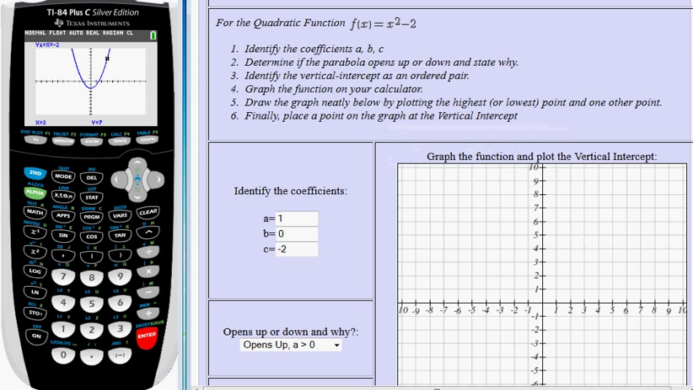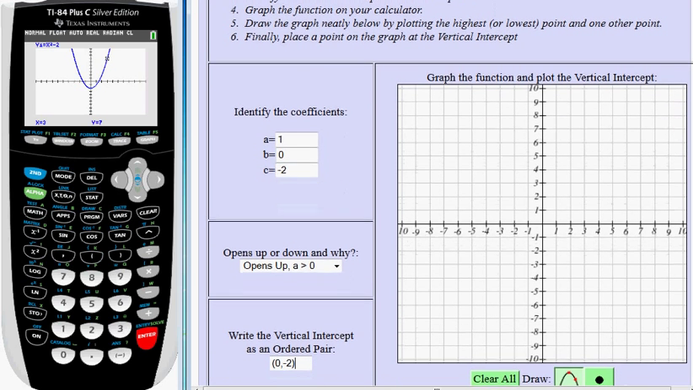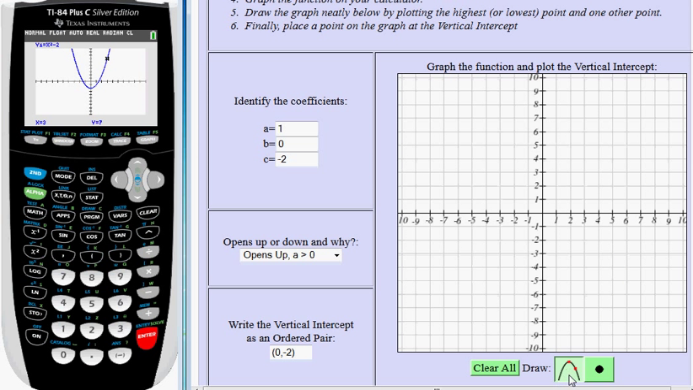So what I'm going to do is, when I go to graph this, I now have 2 points. It says plot the highest or lowest point and then one other point. So make sure that you have the icon selected for a parabola. I'm going to plot 0, -2 by pointing at that point, clicking and holding the mouse button down. Our parabola opened up, and to make sure we have the right parabola, we need to plot 3, 7, which is right there.